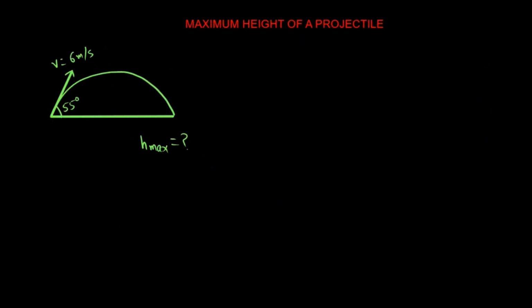If you understand this, try this problem. You have the initial velocity, you have the angle. Find the maximum height of this projectile. Use the exact same method as the last example and you should be good.